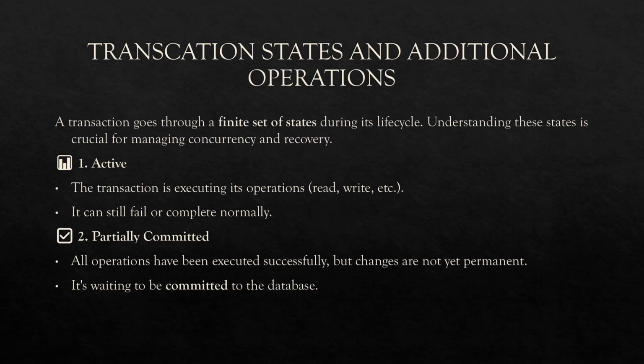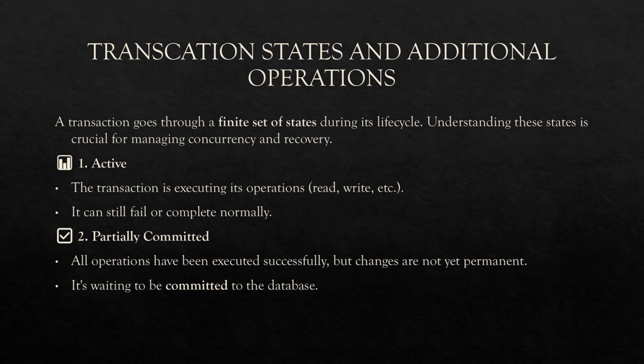Next we have transaction states and additional operations. First, we need to know what a transaction is. A transaction goes through a finite set of states during its life cycle. Understanding these states is critical for managing concurrency and recovery. First one is active, second one is partially committed, and the others we will see. We'll see about active first.